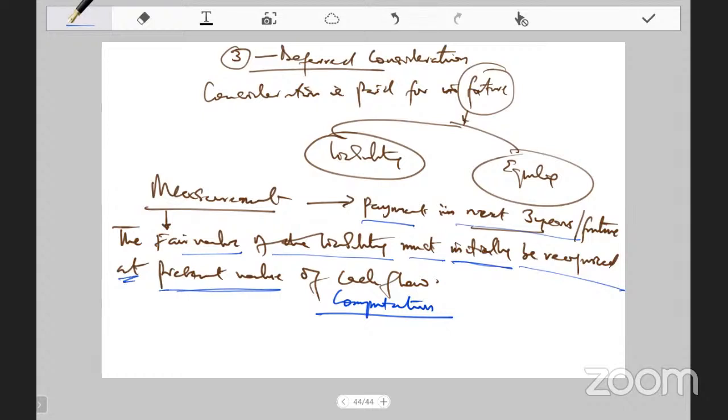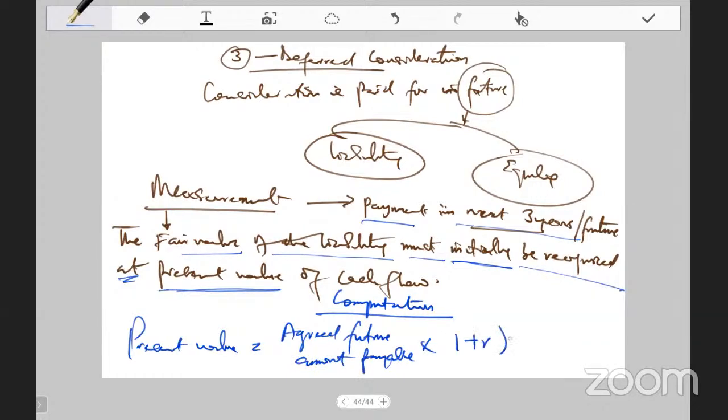Okay. So how do we now calculate the amount, which is the present value to be recognized? The present value is going to be the agreed future amount payable times the discount factor, which is 1 plus r raised to the power minus n. And that is how we recognize it. So that is the first thing we need to do, which is step 1. Any question?